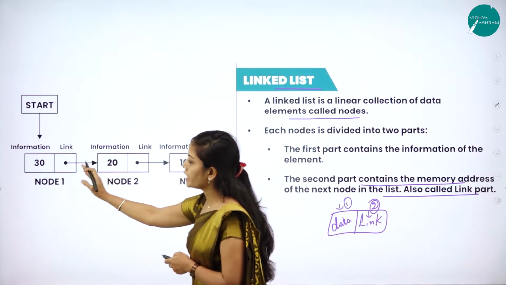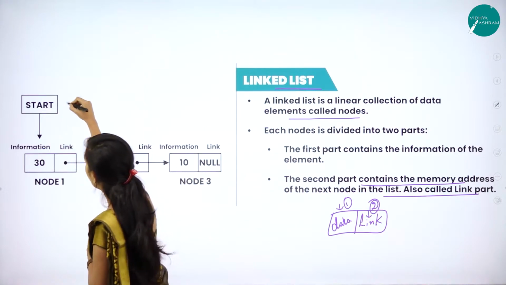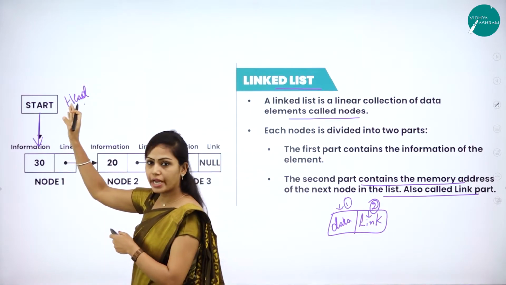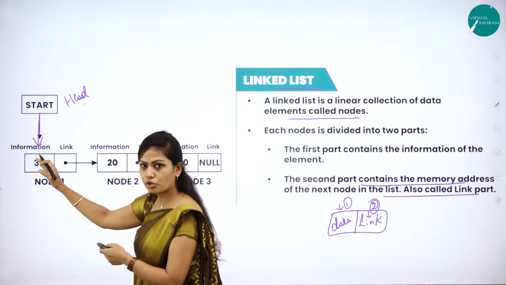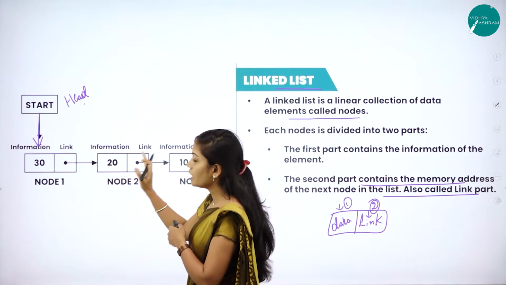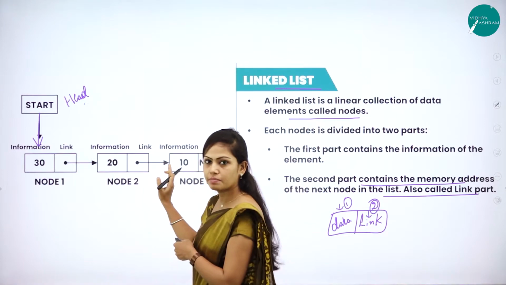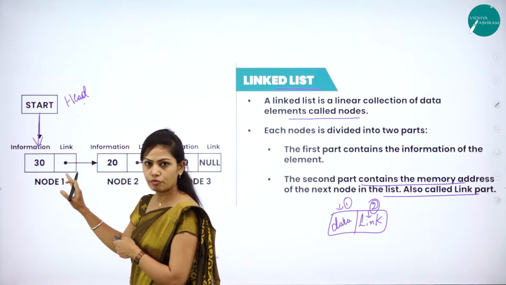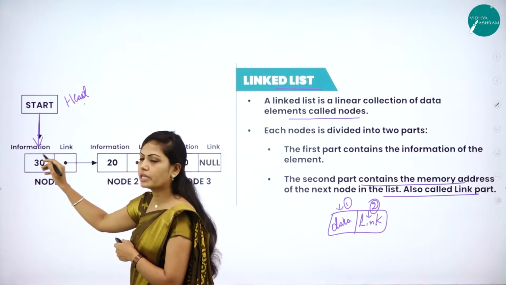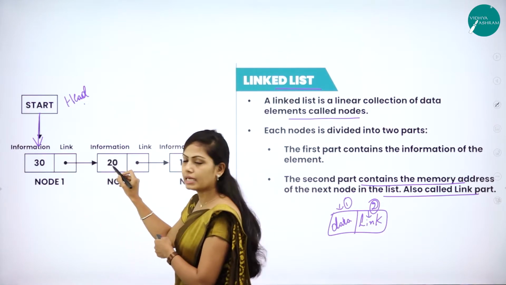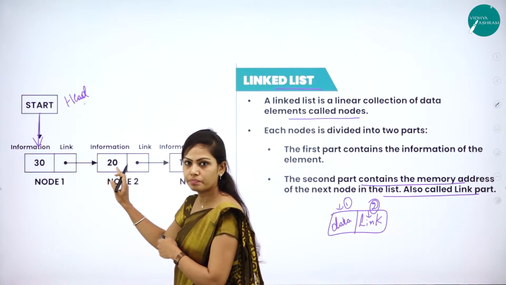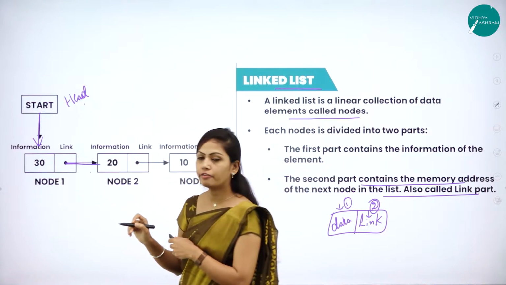Example, here we have 3 nodes. The start, also called head, is connected to the first node, and the first node is connected to the next node, and that node is connected to the next node. There will be a link between every node. Here we have two parts in each node: the information of the element, and the link to the next node.